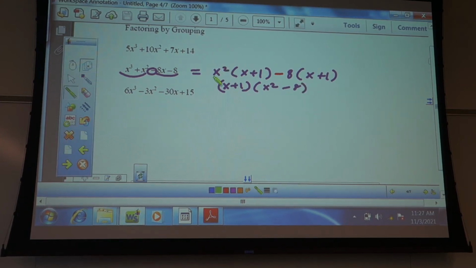So these pieces make up that part there. That's what's left when I pull out x plus 1 out of both of them. I pull x plus 1 out of this group, I'm left with x squared. Pull x plus 1 out of that group, I'm left with minus 8. So x squared minus 8 times x plus 1.